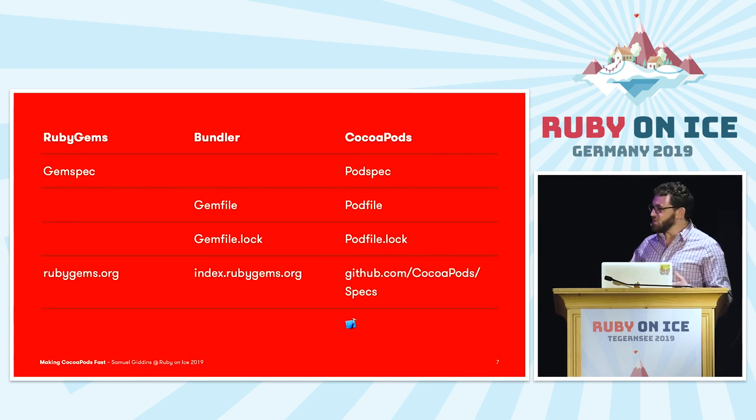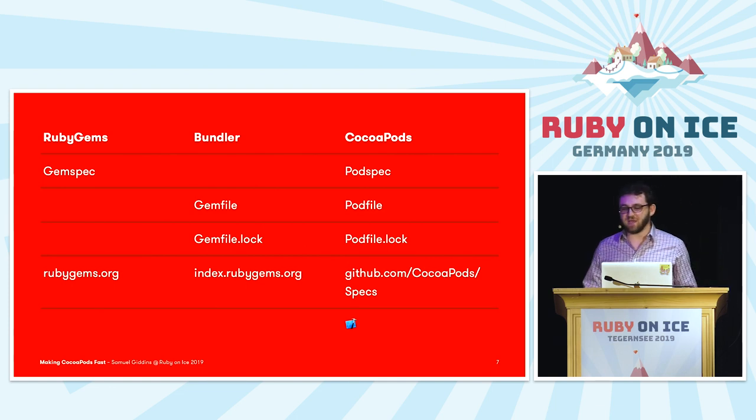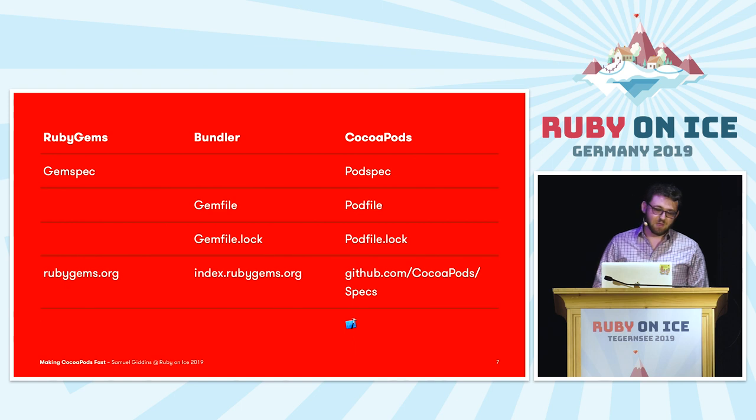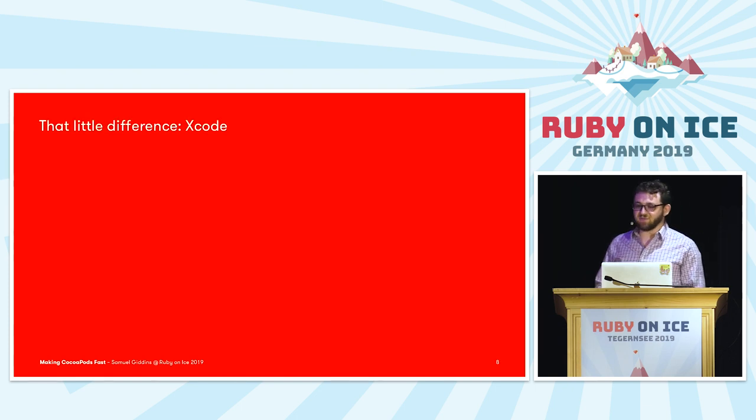Just by way of comparison, RubyGems has a gemspec, CocoaPods has a podspec. Bundler has a Gemfile and a Gemfile.lock. CocoaPods has the same thing. Except there's one extra little row here. And that little difference is a friend of mine called Xcode.